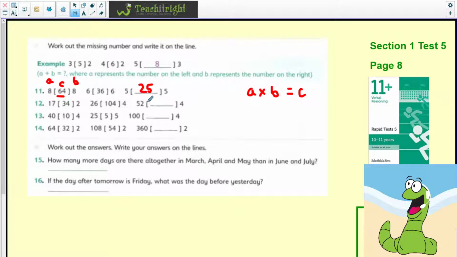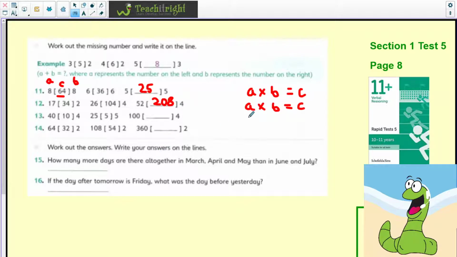On 12, same again, we're going to do A times B to achieve C in the middle. So this again is quite simple. If we do 4 times 52, we get 208. Hopefully you were able to work that one out.